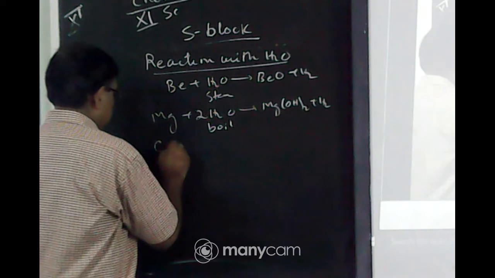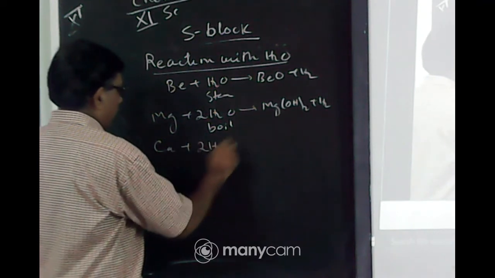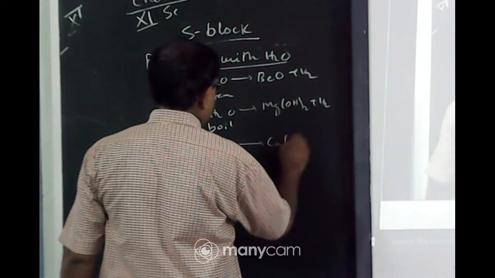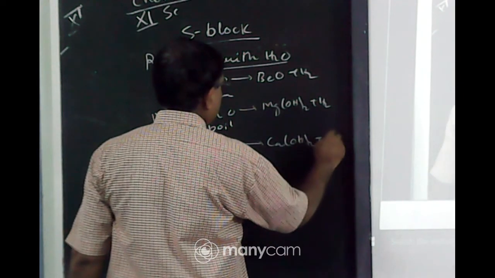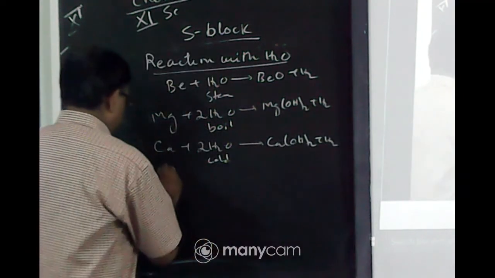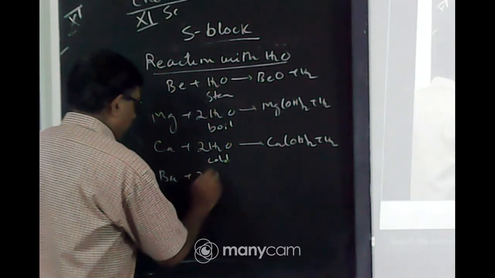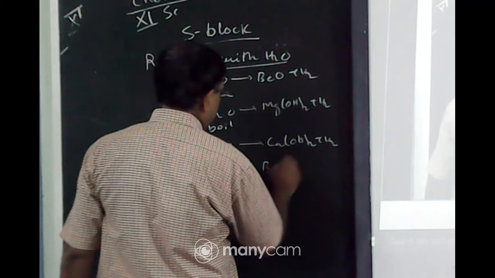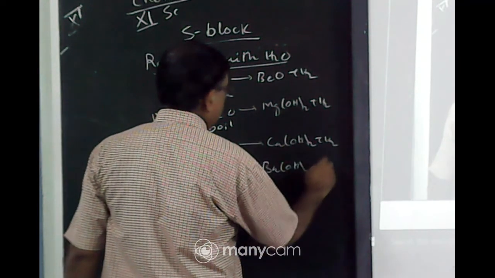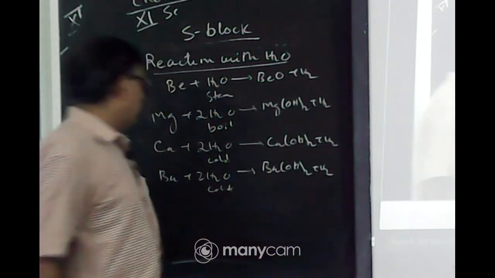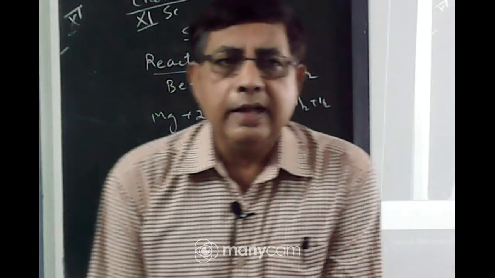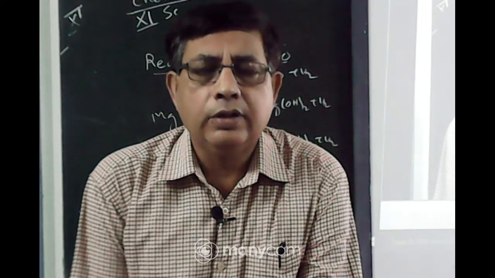But calcium reacts with cool water to form calcium hydroxide and hydrogen. Barium reacts with cold water to form barium hydroxide and hydrogen. So, alkaline earth metals react with water under different conditions.